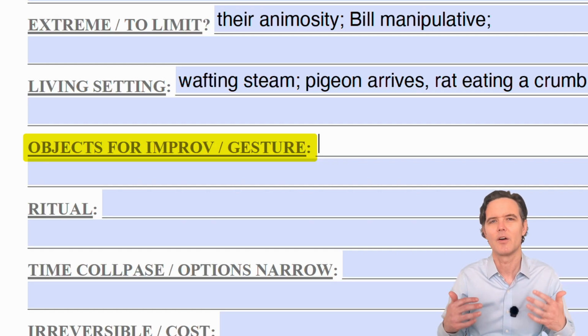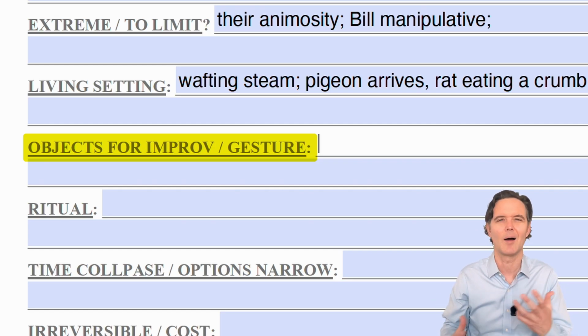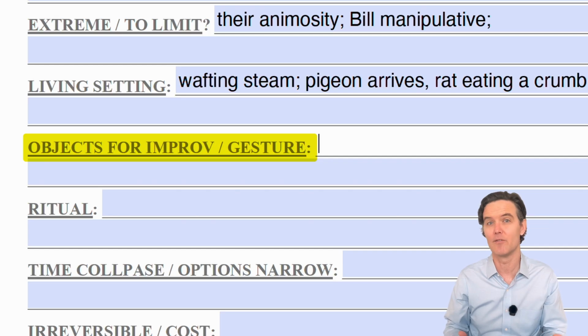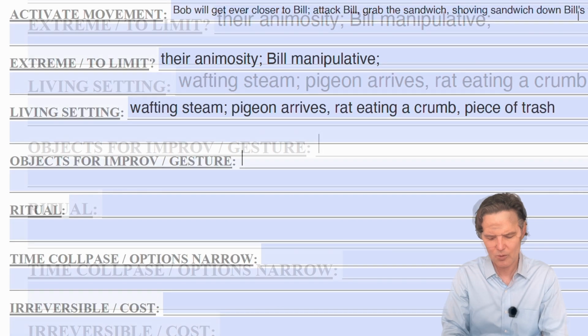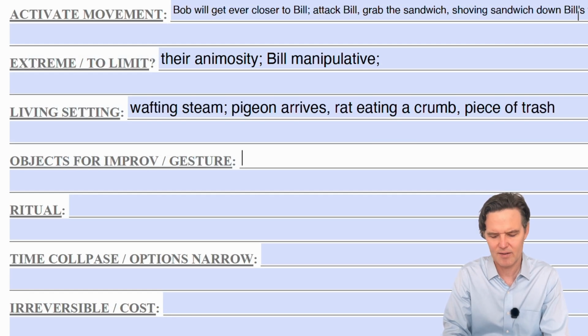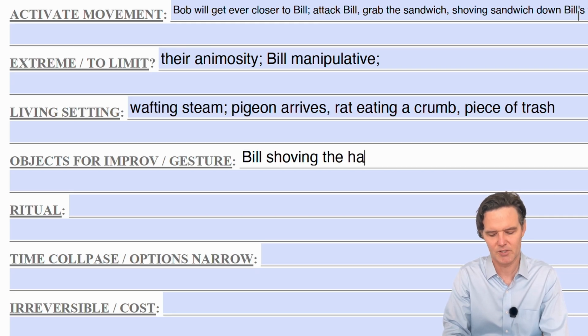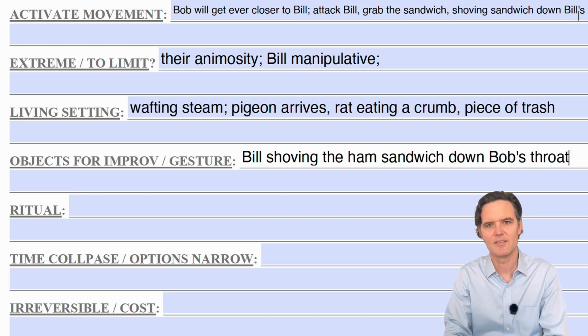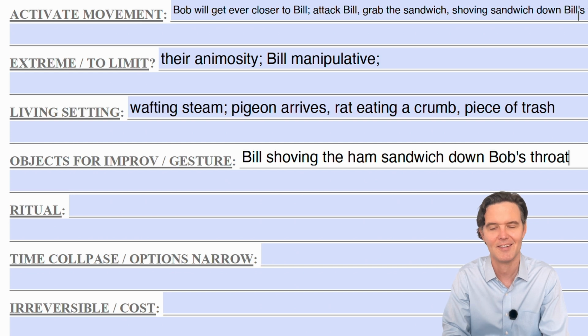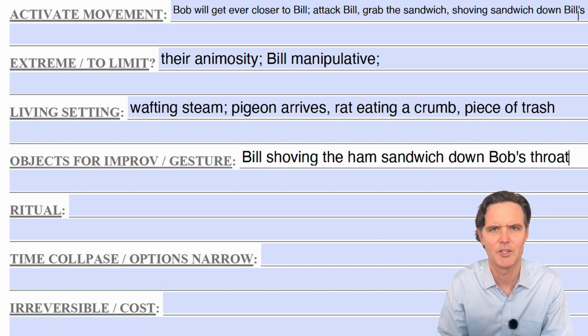So I want you to just start thinking before you write this scene, what objects in this world are there and how could they be used? How could they be deployed in creative ways to advance your story? So we discovered this a little earlier. I have this notion of Bill, how about shoving the ham sandwich down Bob's throat in the fight? He doesn't need it. He's well fed, whatever. Something has to happen to the ham sandwich that advances our story.